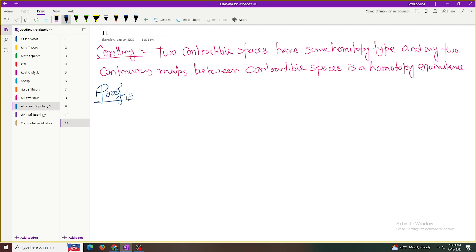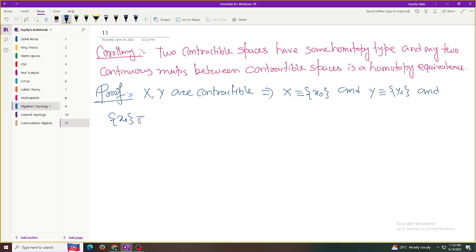Actually, it is not needed to prove it, or it can be seen as homework. X, Y are contractible. This implies X has the homotopy type of X0 and Y has the homotopy type of Y0, and X0, Y0 are one point spaces, they are homotopic. This is why X is homotopic to Y. Okay, X0 a point of X, Y0 a point of Y.